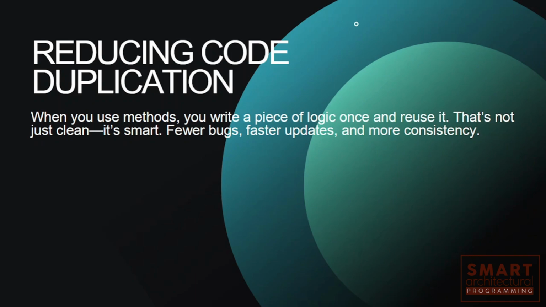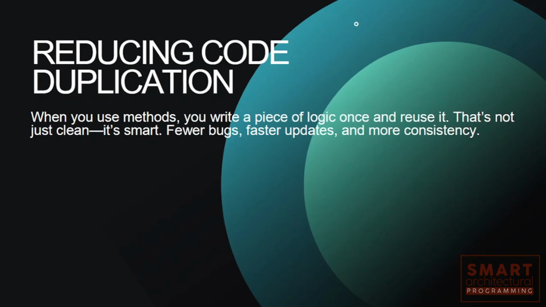So if you need to change the welcome message in your app, just update it in one single method. Done. You don't need to redo it over and over again manually across the code. Make sure you update the welcome message in your single method, and it updates it across your code.